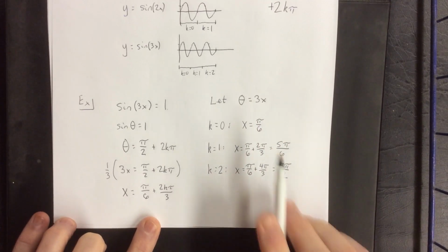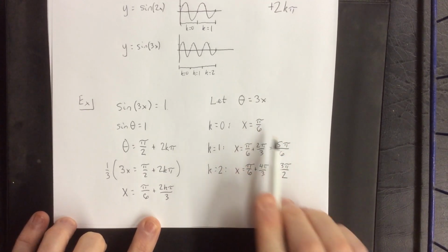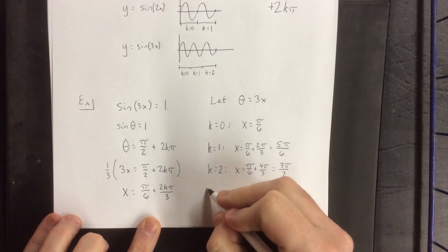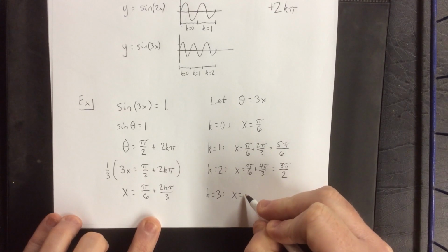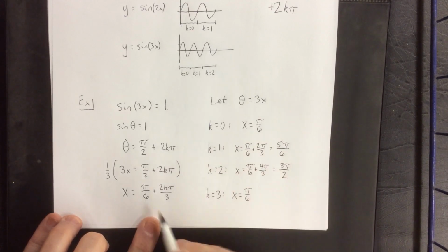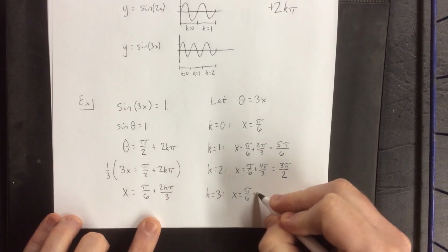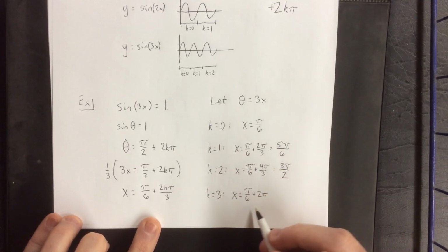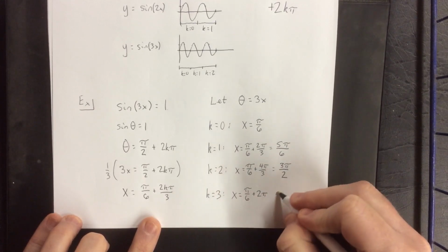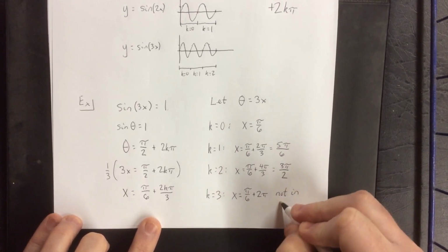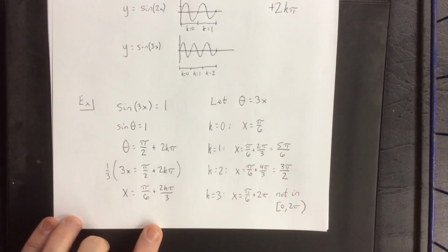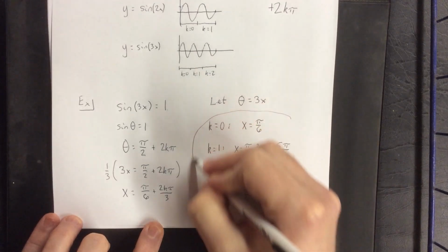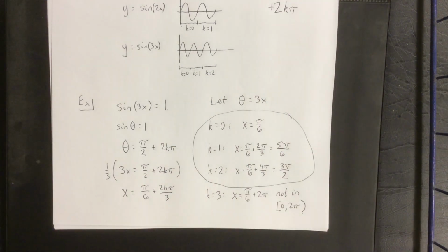All three of these angles are within the first full rotation of the unit circle. However, you'll notice that if we were to try k equals 3, we would be getting x is equal to pi over 6 plus 6 pi over 3. And I can guarantee you that because we're adding 2 pi to this, this is not going to be in the appropriate interval. Therefore, only 3 values of k should be working out.